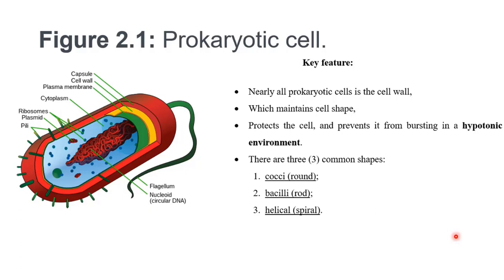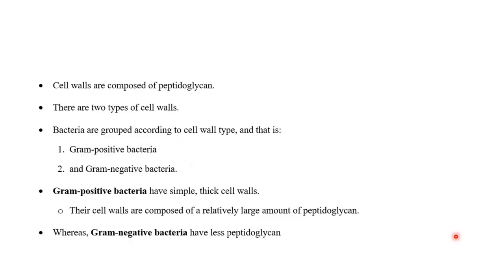So there are three common shapes of this structure, of this cell, so they can ask what are the three shapes. Coccus is just another term for round, bacillus, which is rod, and helical, which is spiral. And the cell walls are composed of what they call peptidoglycan. And there are two types of cell walls. Bacteria are grouped according to the cell wall type.